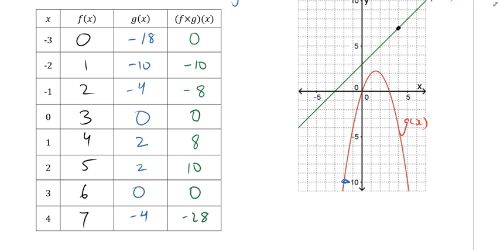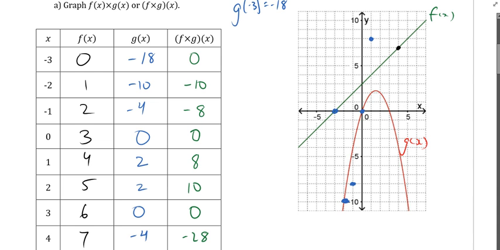Okay, let's plot these points. So, negative 3 and 0. Negative 2 and negative 10. Negative 1 and negative 8. 0, 0. 1 and 8. 2 and 10. 3 and 0. And so look where, just graphically, where f at x or g at x has an x-intercept, there's an x-intercept of the product, right? It's the same idea. And then the next one goes off the graph.